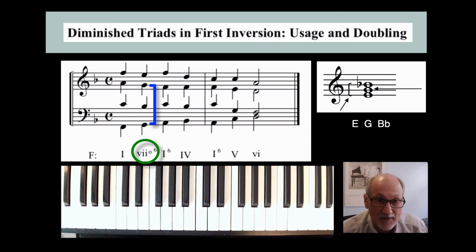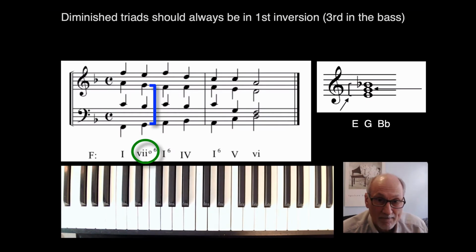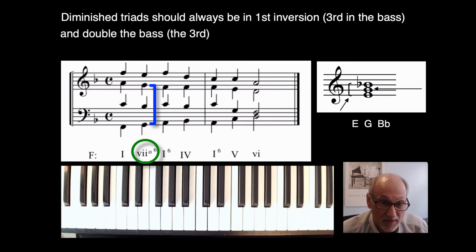So, let's talk about a few rules. When you have a diminished triad, always place the third of the diminished triad in the bass. In other words, you should always have diminished triads in first inversion. You really should not write them in root position. And double that pitch as well, double the bass pitch.